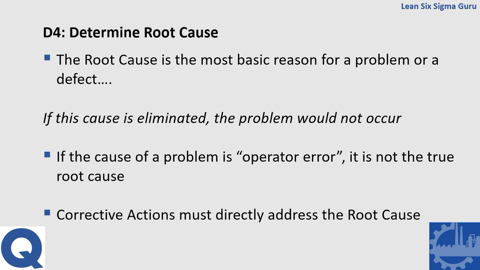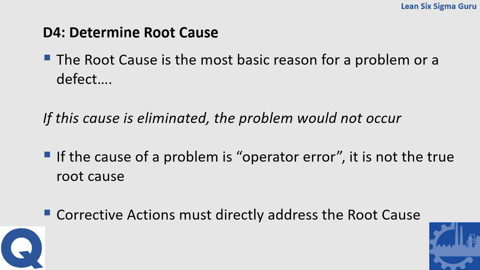The root cause is the most basic reason for a problem or a defect. It is the thing which, if eliminated, the problem would not occur. This is vital information. To do this, we have to get down to the source, the real, true root cause in depth. If the problem statement or the cause of a problem is defined as operator error, this is not the true root cause. And cannot be accepted under any circumstances.